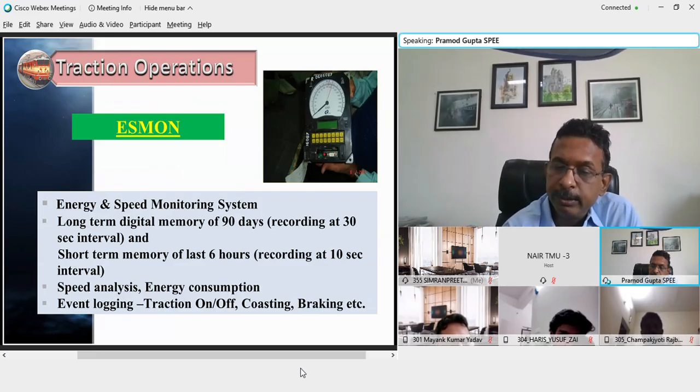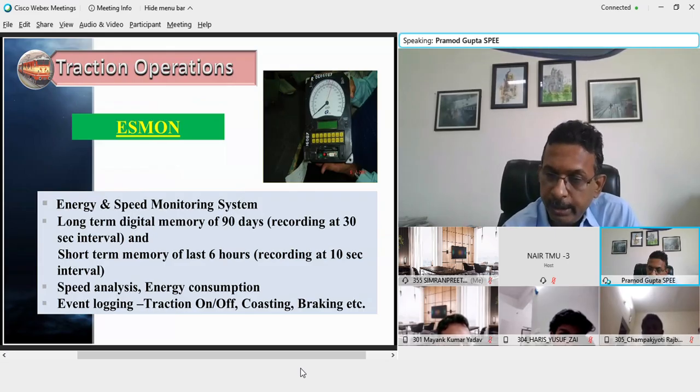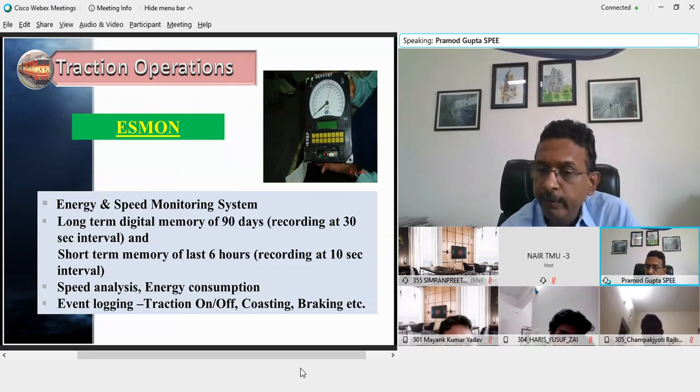They are also very alert when they negotiate the speed restrictions wherever they are imposed. There are two ways of negotiating these speed restrictions.